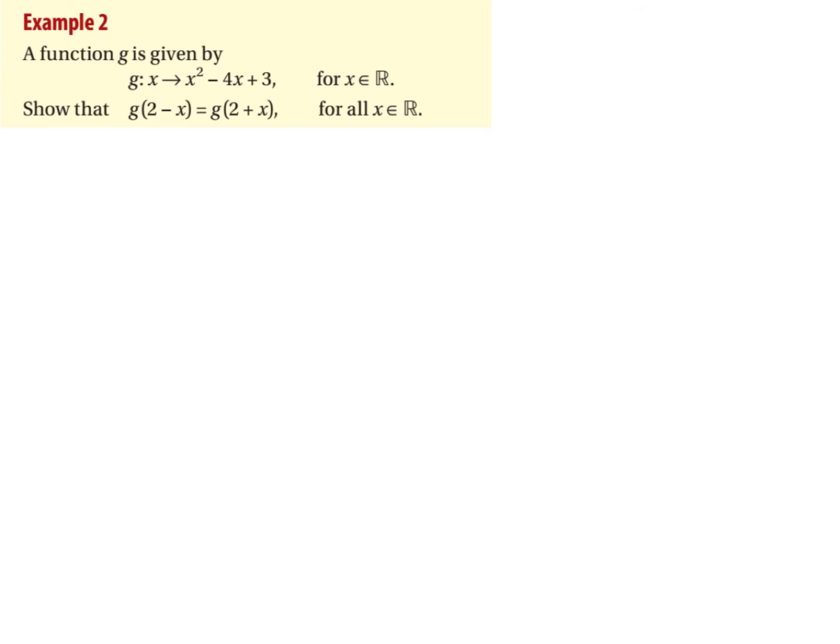Okay, here's another one, example 2. So function g is given by g of x maps onto x squared minus 4x plus 3. Show that g of 2 minus x is equal to g of 2 plus x for all values of x.